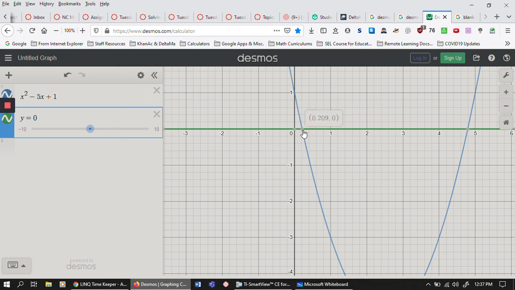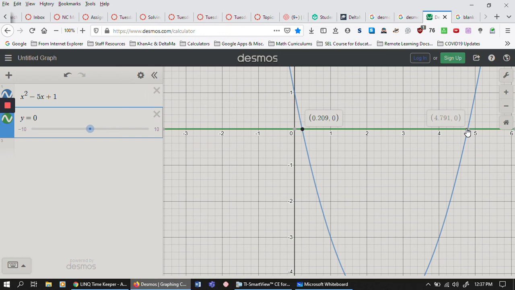So, you see that it's already sort of there, but if I click on it, look at that, it became a dark point now, and now I can tell exactly what that point is. That is the ordered pair of 0.209 as the x value and 0 as the y value. And then I can do the same thing for this particular place here, where the blue graph is intersecting or touching or crossing the x-axis.